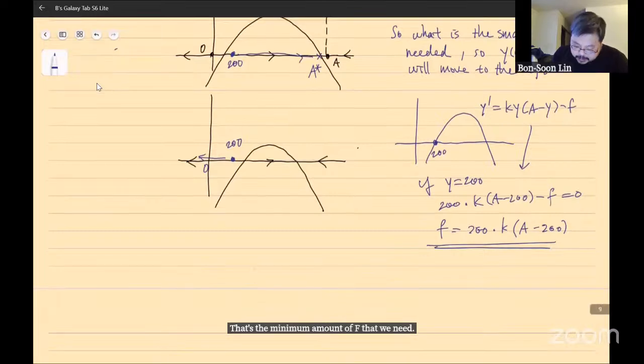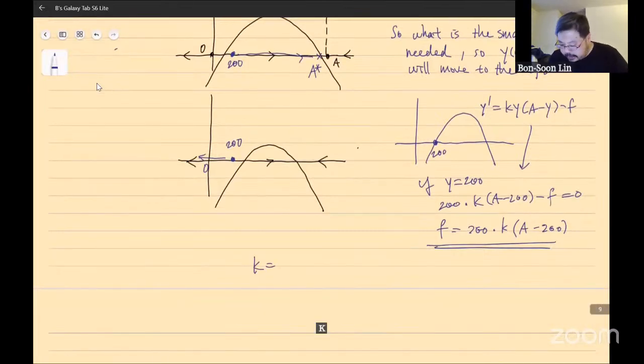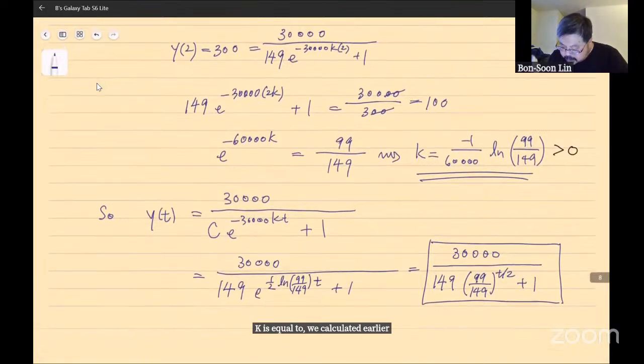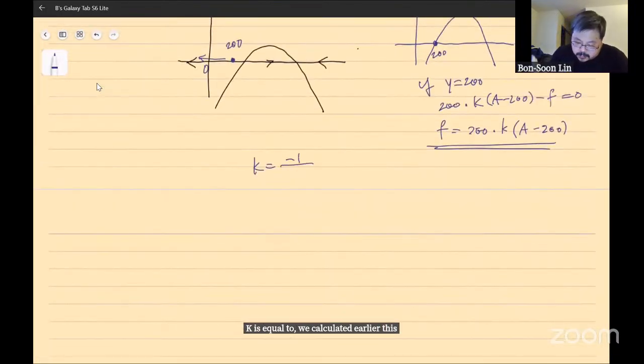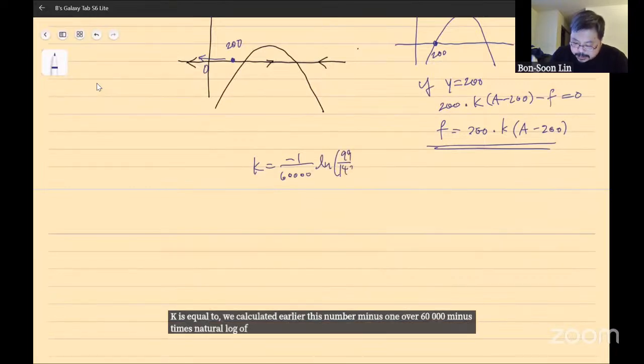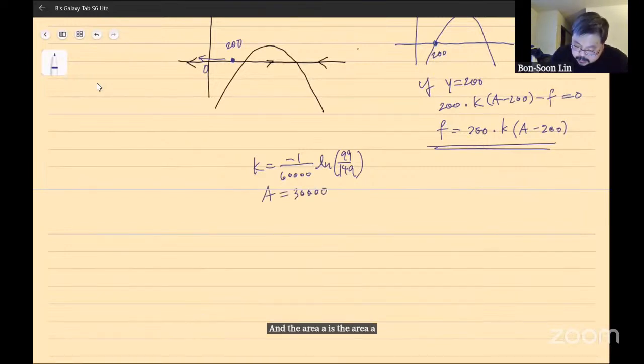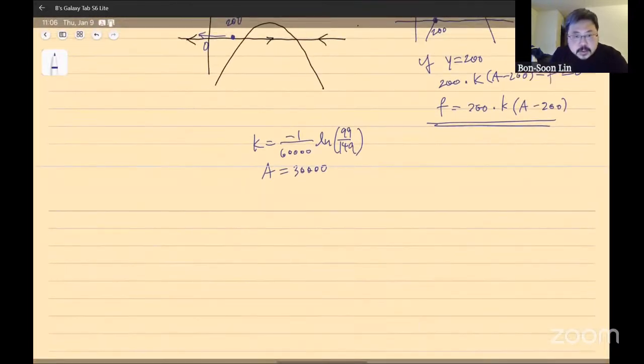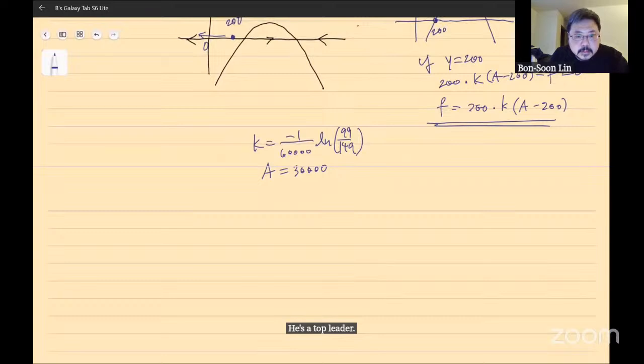And we have all these numbers. k is equal to, as we calculated earlier, minus 1 over 60,000 times the natural log of 99 over 149. And the area A is 30,000. We plug it in and we can find f. So I'm going to use a calculator to figure this out. Desmos is a calculator, so I'm going to use Desmos.